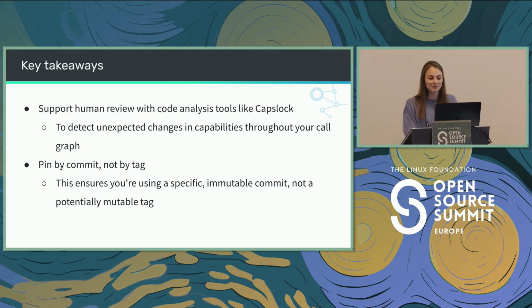So in conclusion, support human source code review with code analysis tools like Capslock, which let you analyze your build artifacts to detect unexpected changes in both your software and the transitive software that you depend on. This is a critical step in bridging the gap between what humans perceive in source code review and what the compiler actually produces, or what dependencies you end up using based on how the ecosystem distributes them. Doing so will help prevent that gap being exploited by malicious actors. Another simple thing you can do to protect yourself from those tag mutability attacks that kept coming up is to make sure that you pin your software dependencies by commit, not by tag.